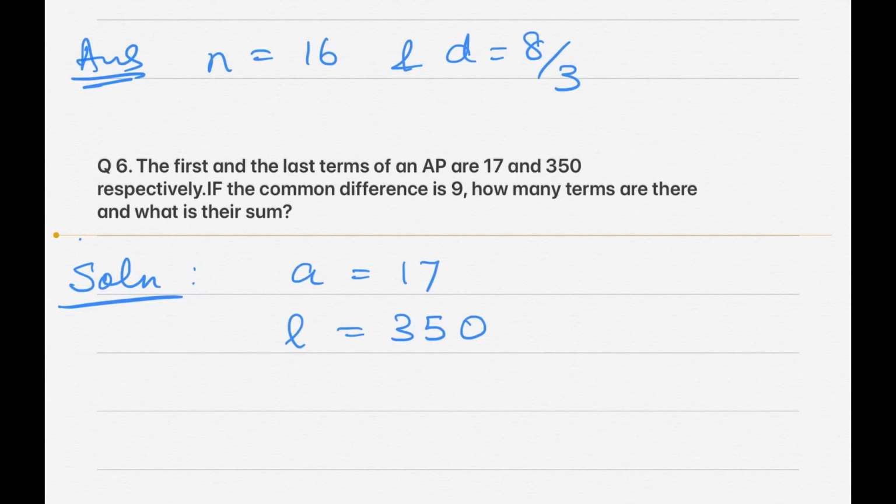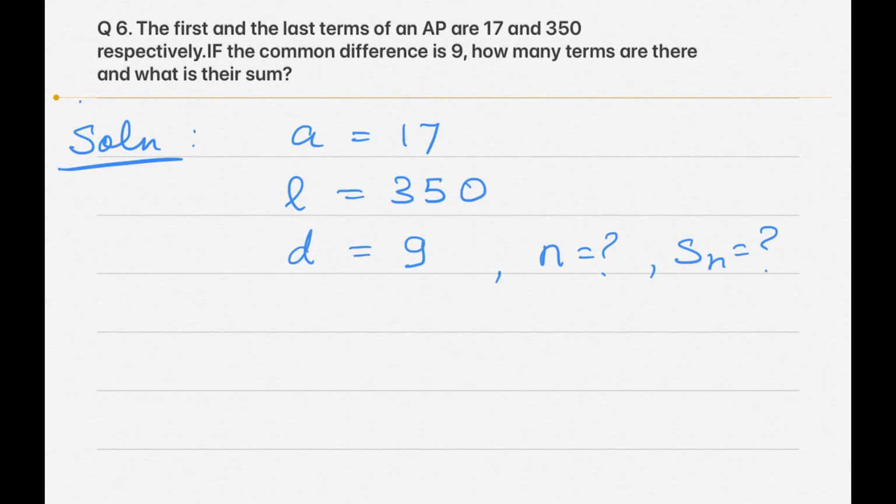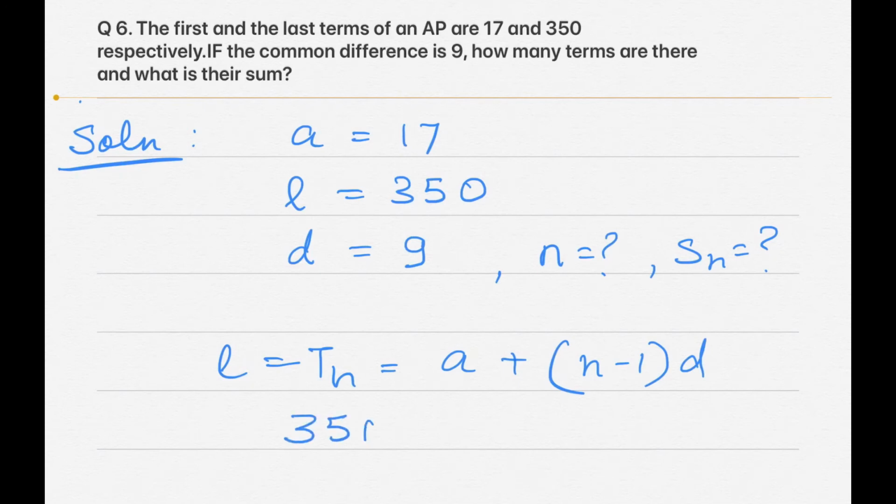In the previous case d was asked and n was asked, right? So here common difference is given to us, so this common difference is 9. And what do you have to find out? You have to find the n and you have to find the sum of these terms, right? In the previous case, sum was given and we were supposed to find the d. Okay, now similar way. So first I'll do the L or Tn, or last term, is equal to a plus n minus 1 into d. So now Tn, or the last term, is given as 350, a is given as 17 plus n minus 1 into d, where d is given as 9.